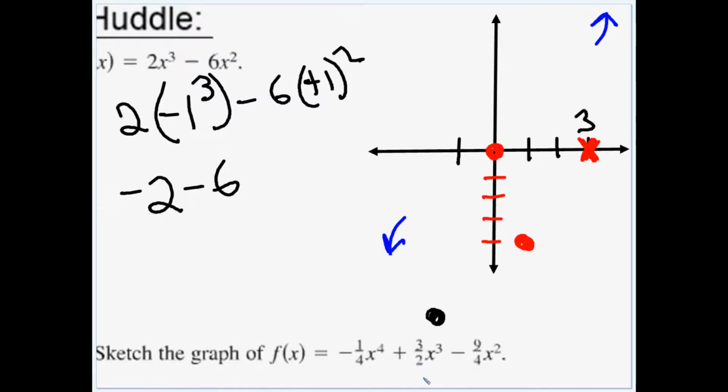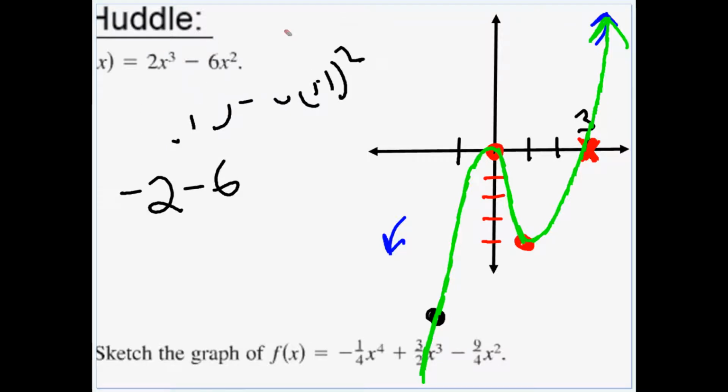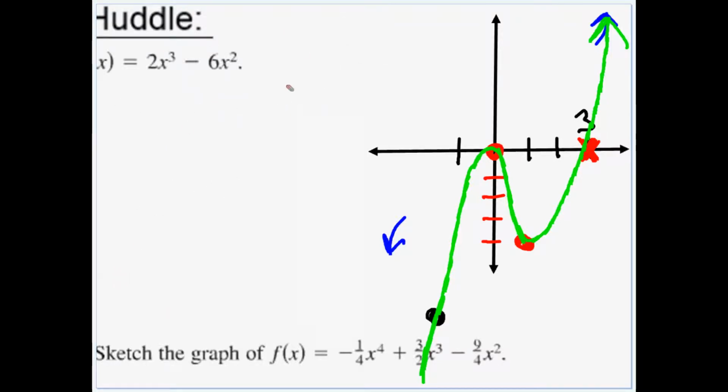So I'll switch to green ink. We're down here, working our way to the right, so we're coming up. We're going to hit the origin, but we do not cross. We bounce because of the even multiplicity. We found this point down here, and we're going to turn back up because we've got a cross at 3, and that meets us right up with our end behavior arrow, and we're away. Beautiful, beautiful sketch.